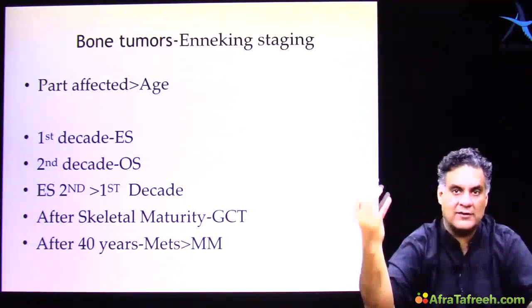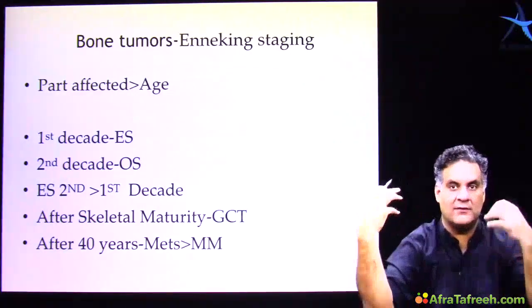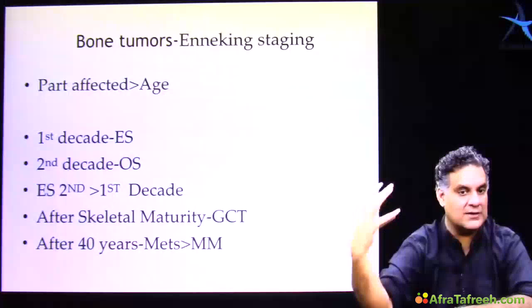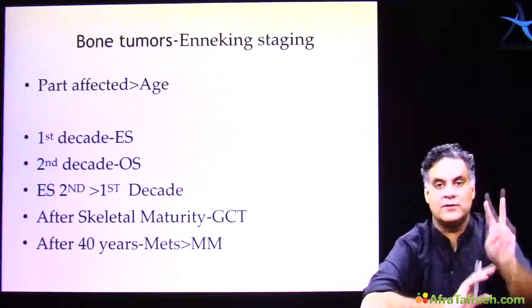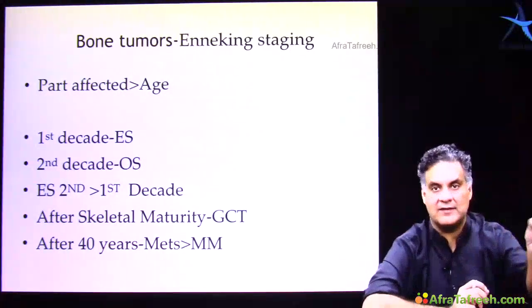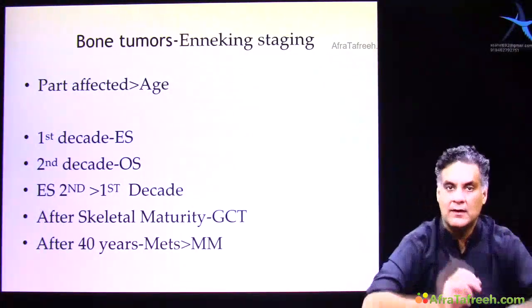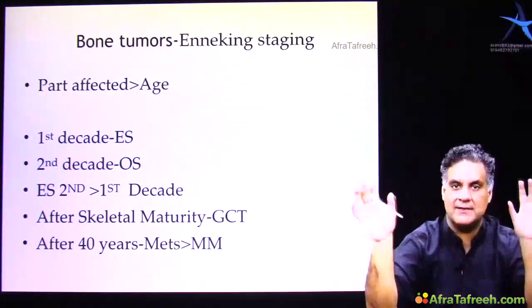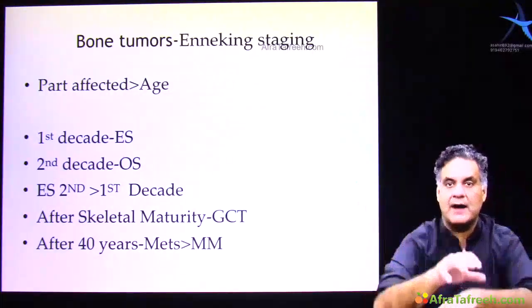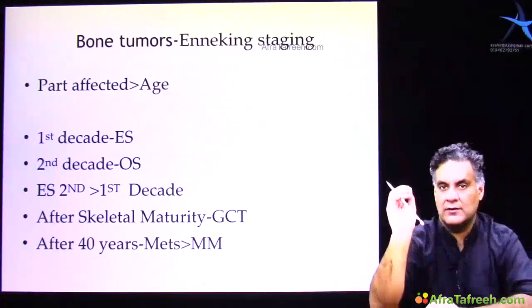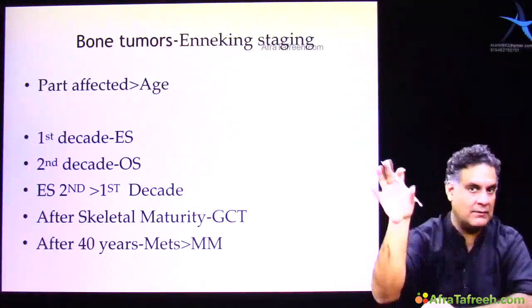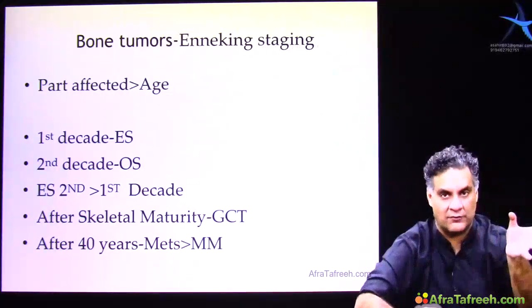Then coming to after skeletal maturity, which is 20 to 40 years, you have giant cell tumor going right into the joint. And after 40 years, 2 tumors are the commonest in the bone. Metastasis, number 1 bone tumor. Multiple myeloma, number 1 primary bone tumor. If you have a conflict between the age and the part, remember the part is more important than age. The epiphyses, metaphyses, and diaphyses will be more important than the decade the patient is in.